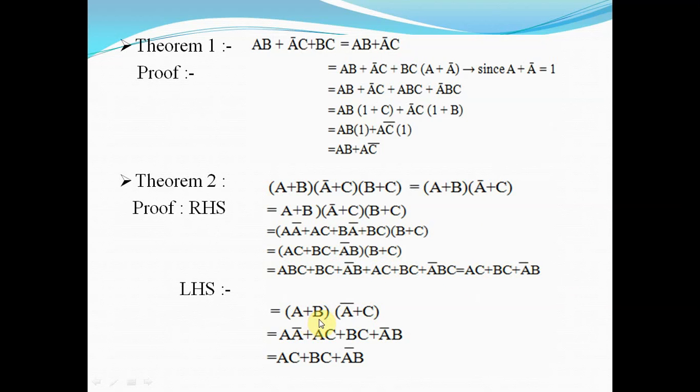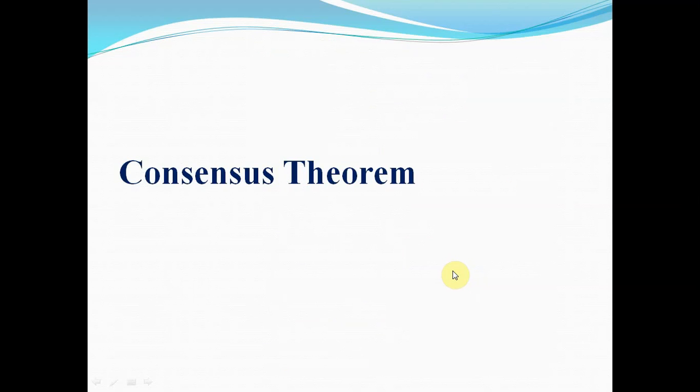What will we see? (A plus B) in the bracket, another bracket (A bar plus C). Just remove the parenthesis. What will be the first parenthesis? A into A bar plus A into C plus A bar into B and B into C. A bar into A becomes 0. What will remain? AC plus BC plus A bar B. If you observe carefully, this is equal to this one. So this is called the consensus theorem.